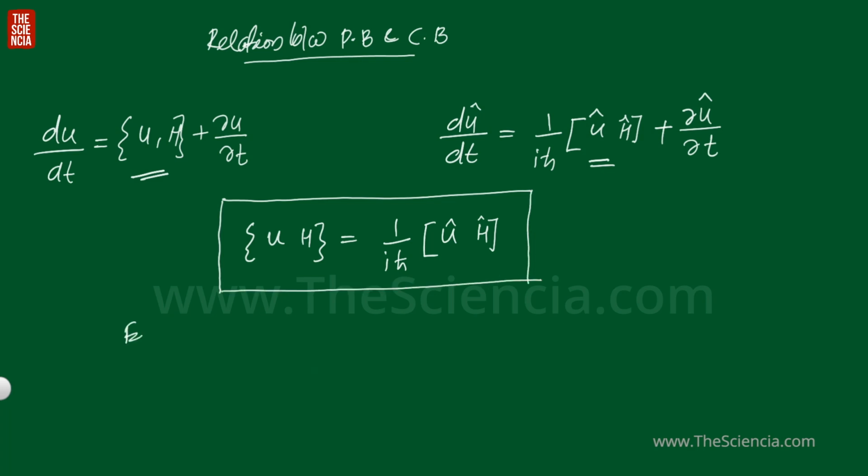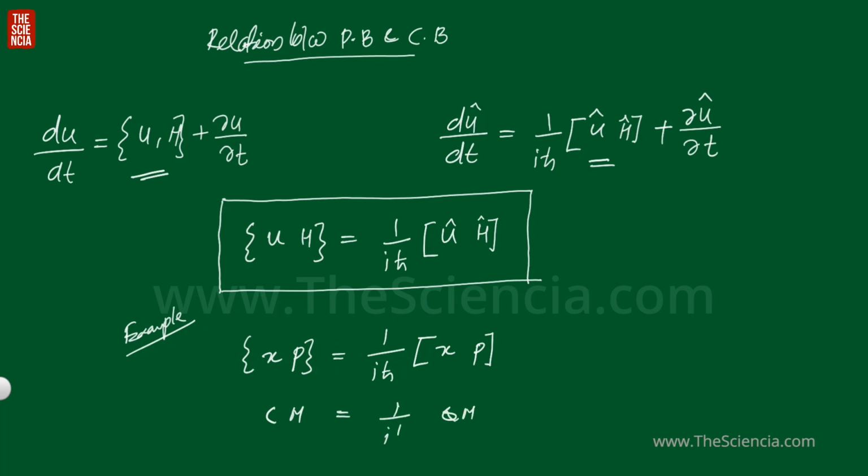One example: Poisson bracket of x, p will be equal to 1/(iħ) of commutator bracket [x, p]. So we can relate classical mechanics and quantum mechanics by this term 1/(iħ). So this equation is very important. Okay.